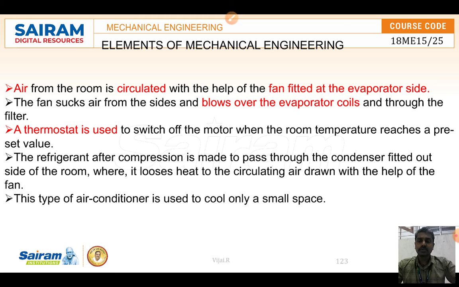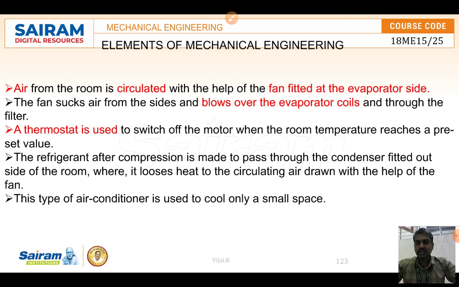The working principle is that the air from the room is circulated with the help of the fan inside the evaporator. That's why the evaporator side is located inside the room, so that air is circulated inside the room with the help of the fan. A thermostat is also used for maintaining the temperature inside the room. Until it reaches the preset temperature, it will be continuously working.